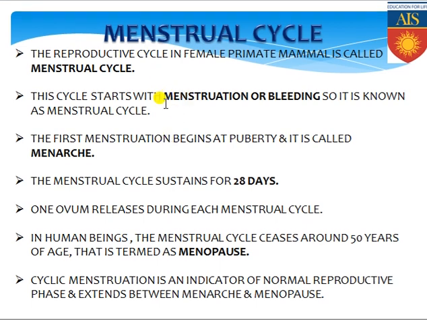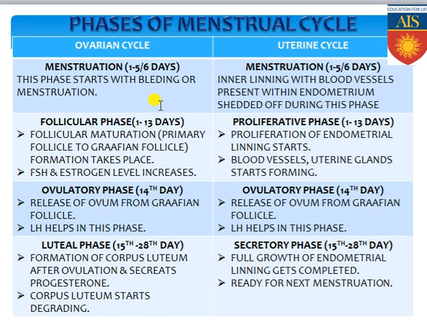Now we are going for the further elaboration of the menstrual cycle. Here we have segregated the menstrual cycle into two different cycles, because during the menstrual cycle, changes are happening in the ovary as well as changes taking place within the uterus. So for that reason we have separated it as an ovarian cycle as well as a uterine cycle. So let's start with the ovarian cycle.